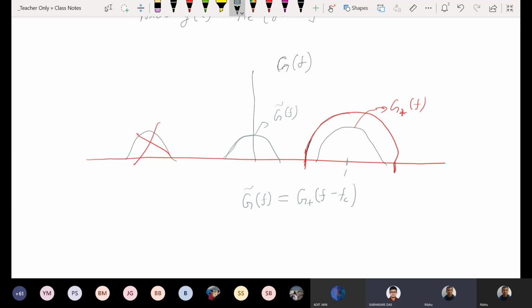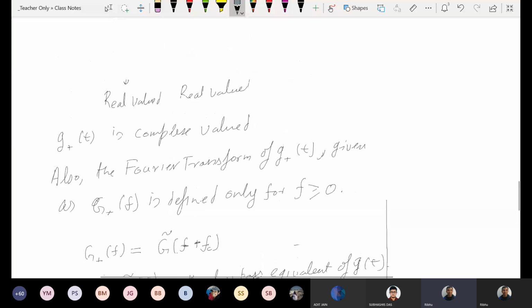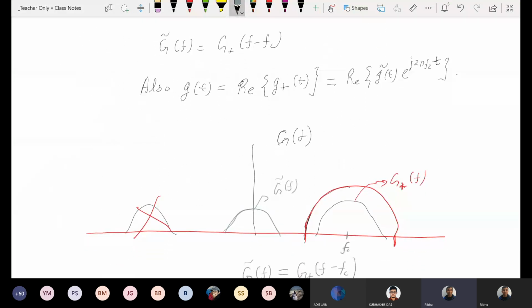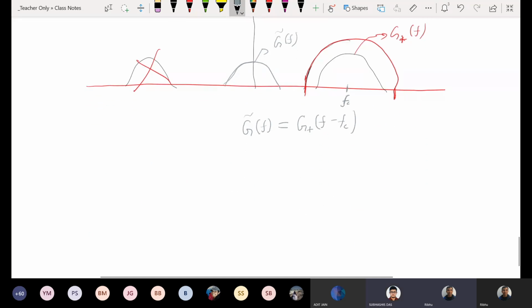So FC is the center of G plus F. Yes, this we had defined yesterday, that FC is centered. So G is centered around plus and minus FC. Because of that, G plus F is centered around FC. Fine. So this is how you define these things in terms of bandpass systems.